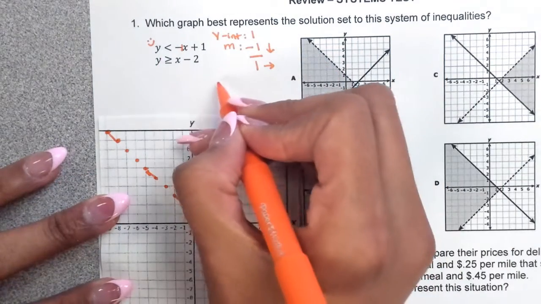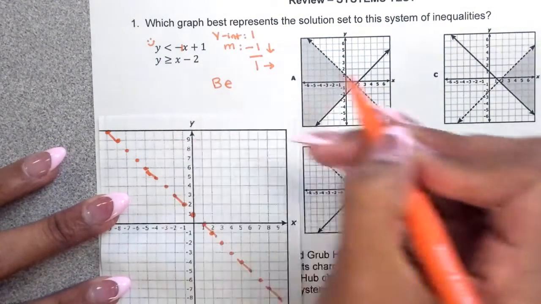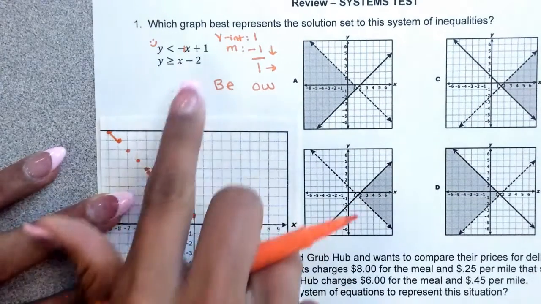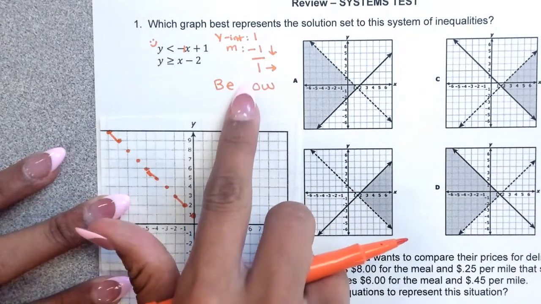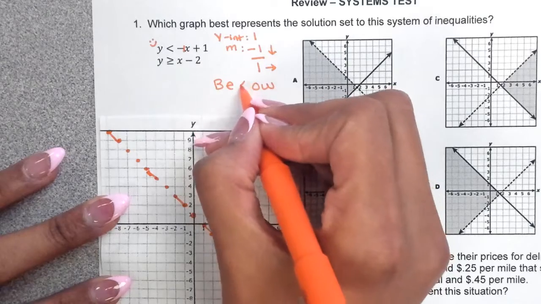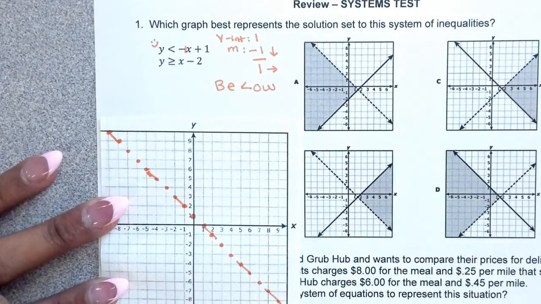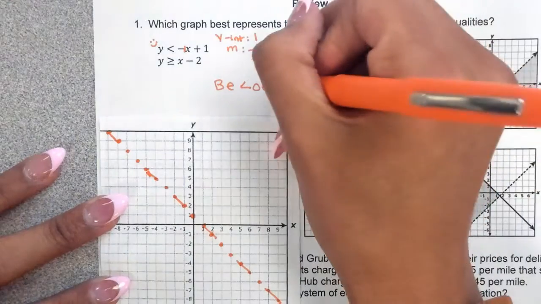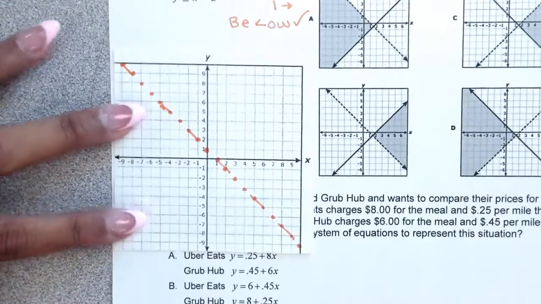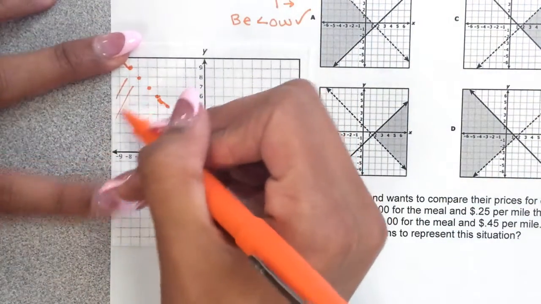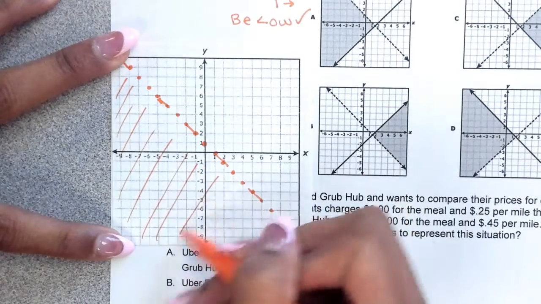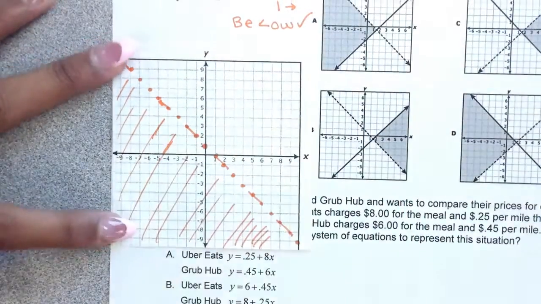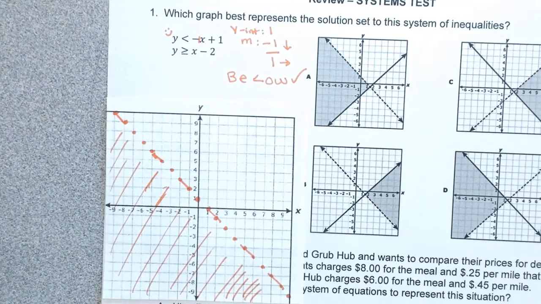So what I tell my kids is to write B, E, leave a blank, O, W. They're going to write that inequality sign in the middle. And does it spell the word below? Yes, this looks like somewhat of an L. So it does say below, which means I shade below. So we're just going to draw a few lines shading below. So far this is what my line looks like.